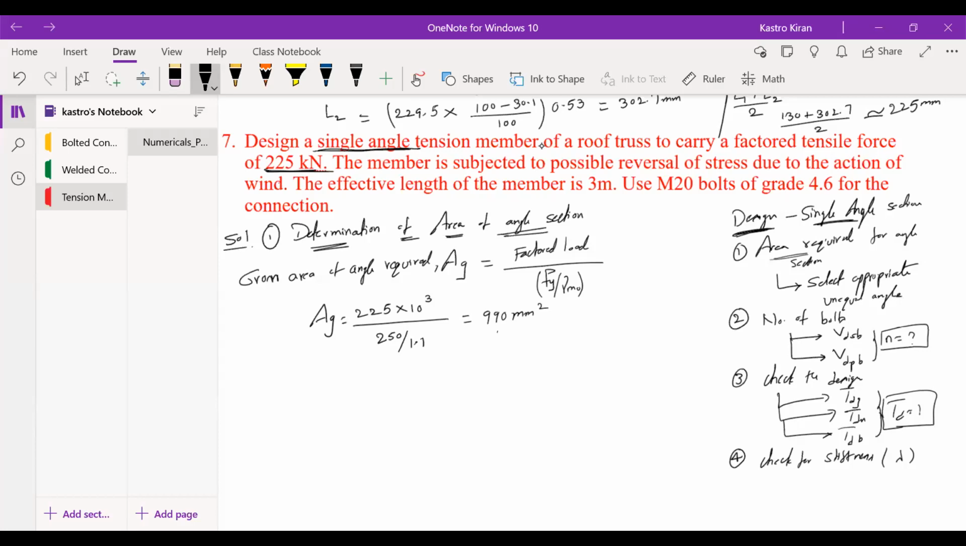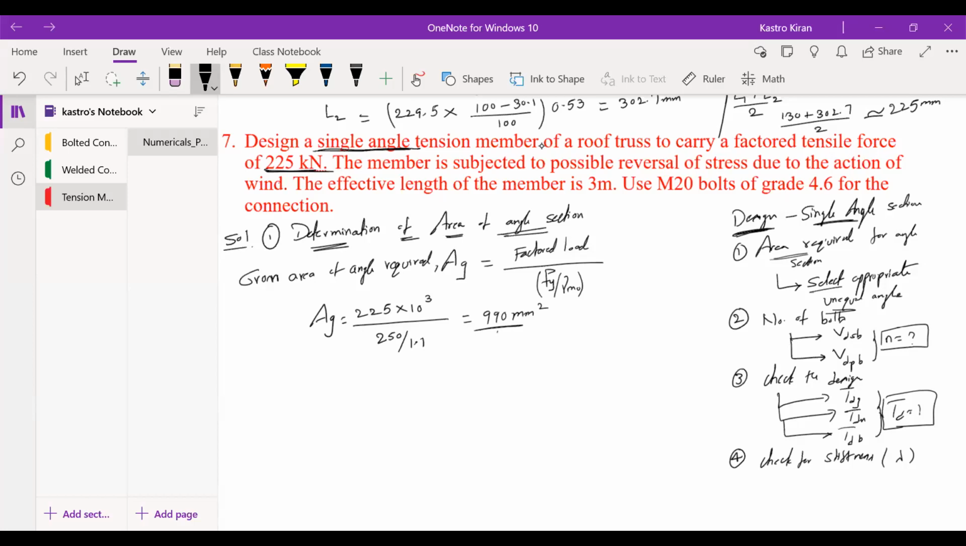Now based on area, we have to select an appropriate unequal angle section, right? So now you go to the steel tables book, or you refer the steel tables book, and you find out an unequal angle section in such a way that it must have an area greater than or equal to 990 mm square. I'll repeat the statement again.